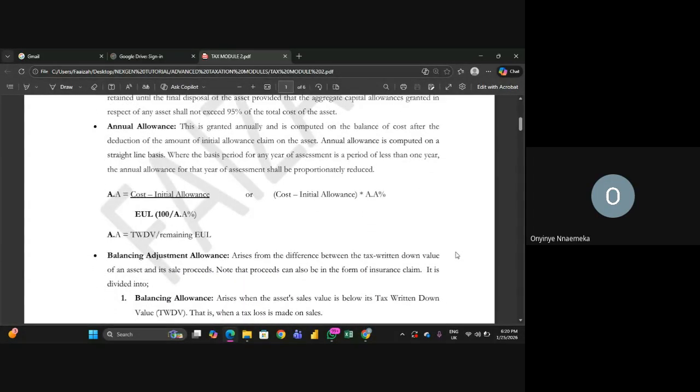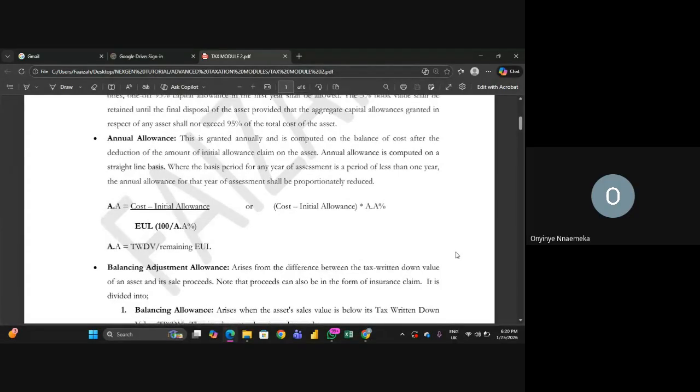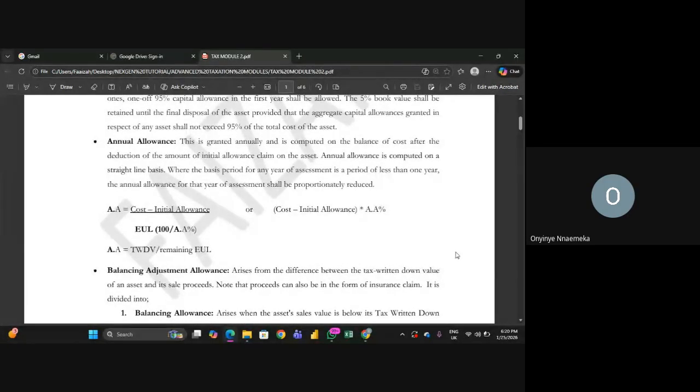Now, annual allowance, like the name connotes, is annual, every year. And it is computed on the residual balance after you have removed your initial allowance from your cost. So before you can compute annual allowance, especially the first annual allowance, you need to find the balance of cost minus initial allowance. Then on the remaining amount, you calculate your annual allowance percentage, or you use your economic useful life. EUL means economic useful life.